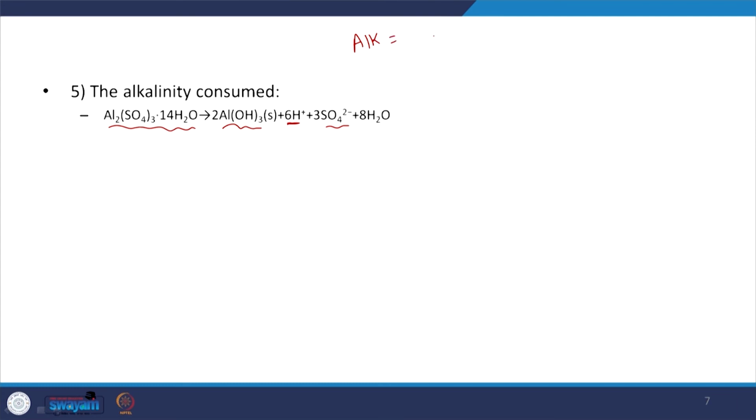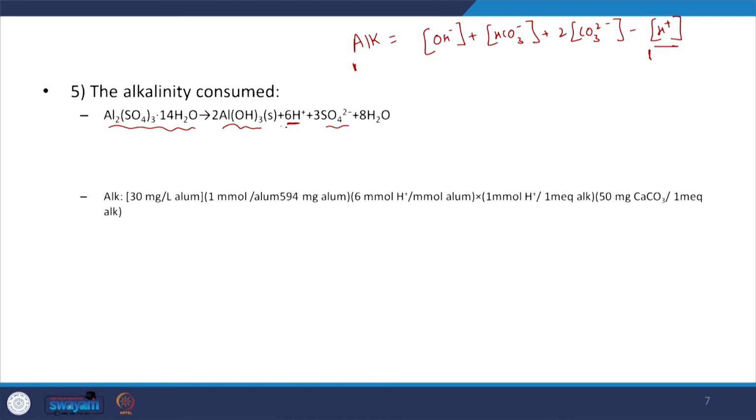Alkalinity is equal to, just for the sake of understanding I am writing this again, even though I wrote this out in the earlier slide, minus H plus. So, if I am adding H plus, alkalinity will decrease, right. So, we already have it. For 1 mole per liter increase of H plus, 1 equivalent per liter of alkalinity will decrease. But here the ratio is 6, but we will look at that, right. So, let us see what we have.